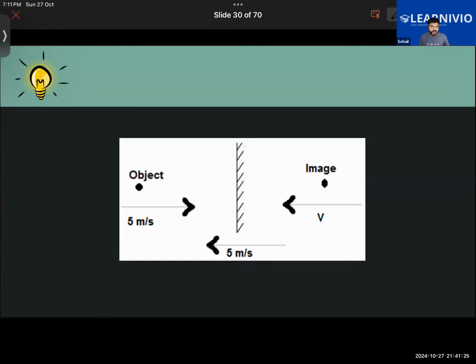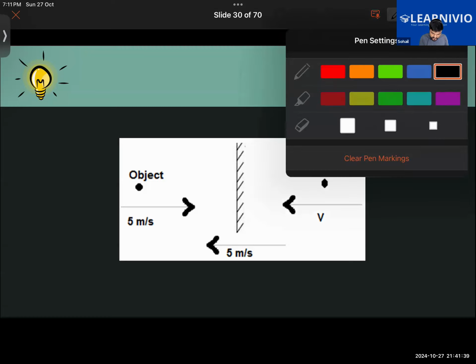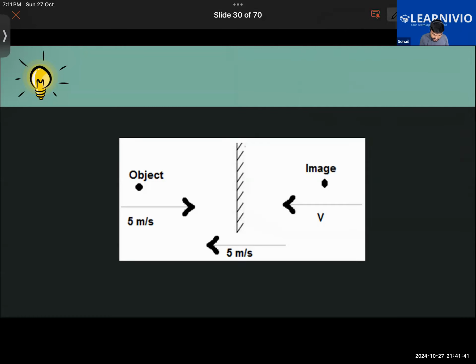Okay. Very good. Now there is another important property about the speed of the formation of the image. Pay attention to this carefully. Okay. The thing here is that there's a mistake over here. This one is supposed to be 10 actually.